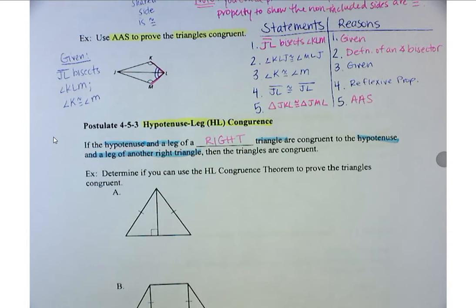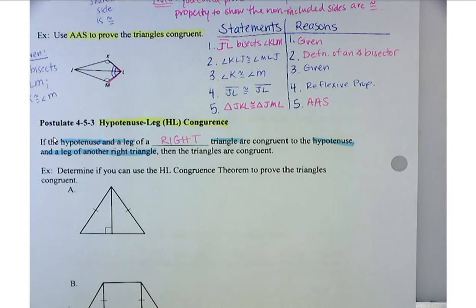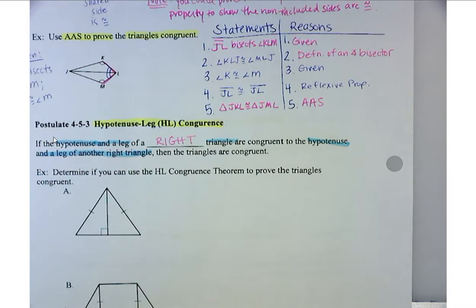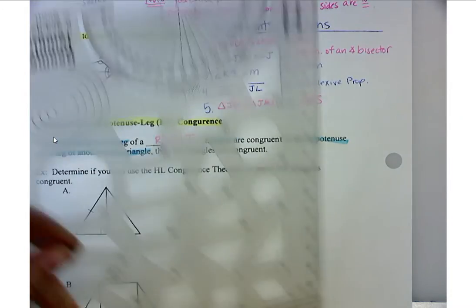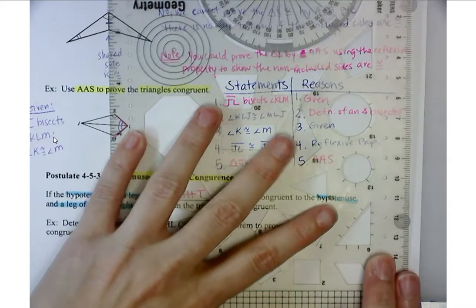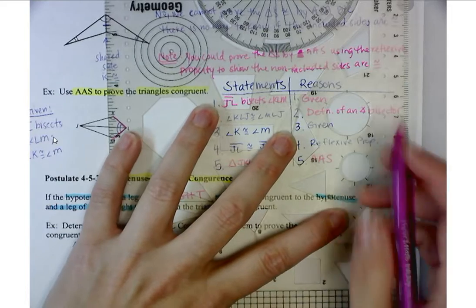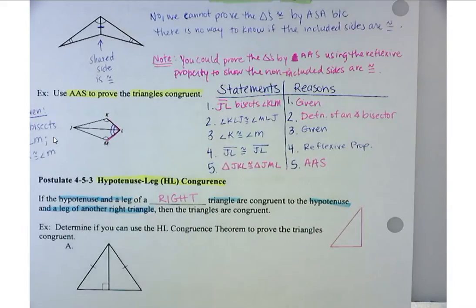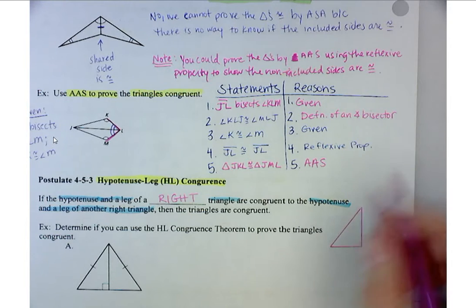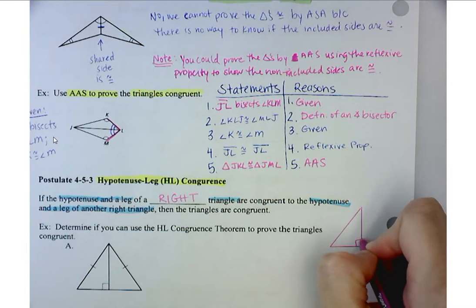So let's just recap real quick the parts of a right triangle, okay? So we'll draw a right triangle over here. For a right triangle, how many legs do you have? 2, the same as us. How many hypotenuses do you have? 1, the same as us.